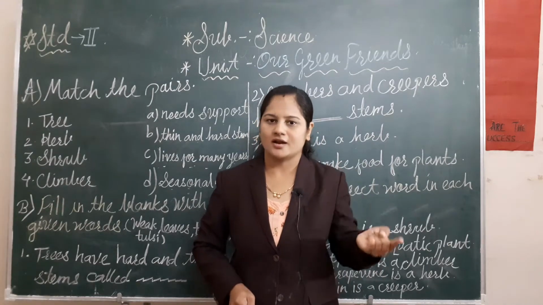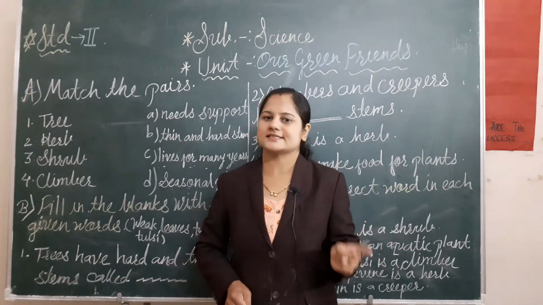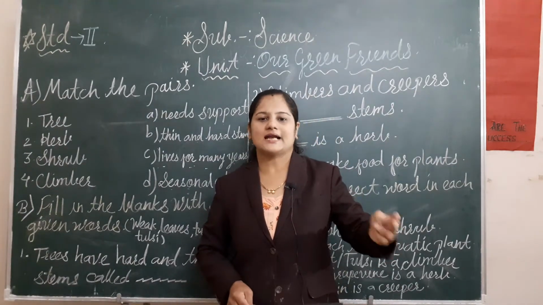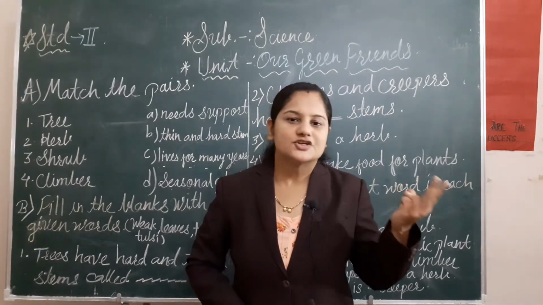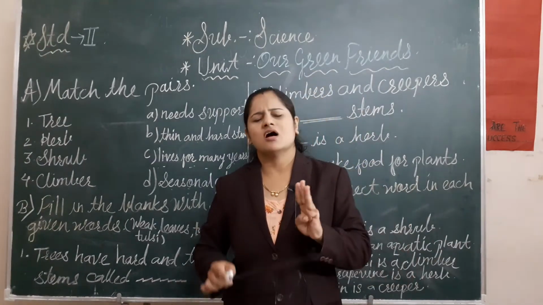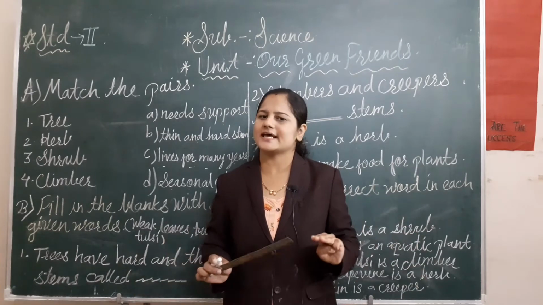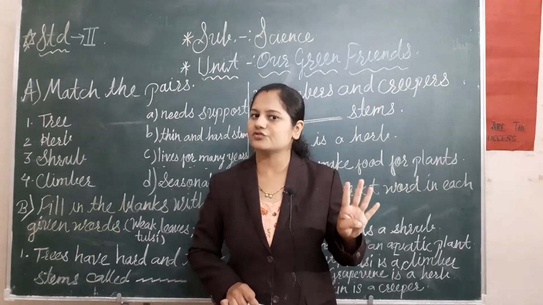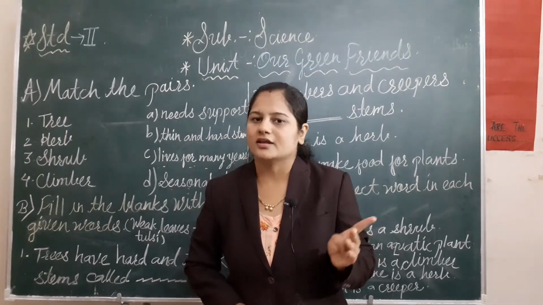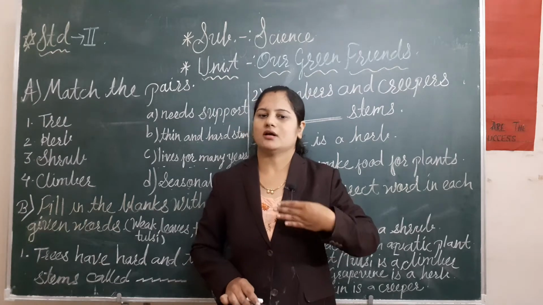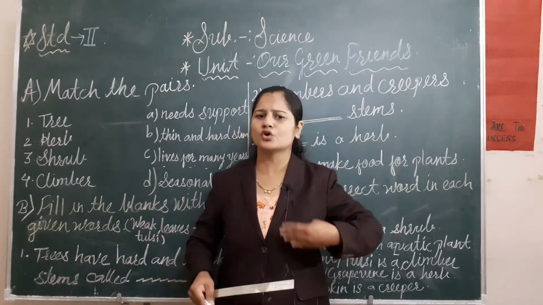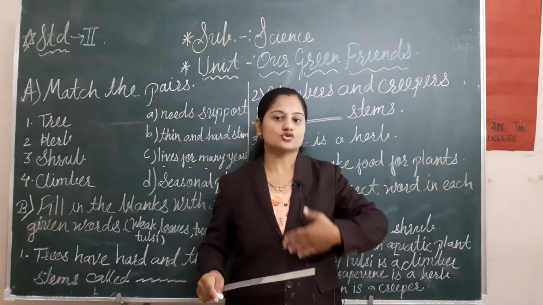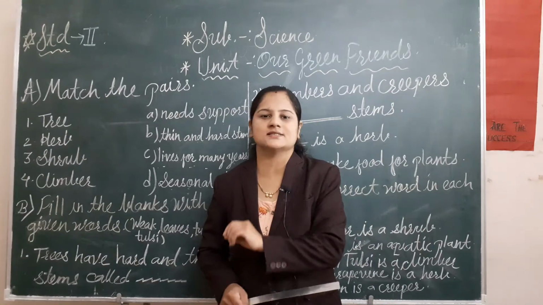Trees are a plant, a big plant is called trees. Second is the shrub. A plant smaller than the tree is called a shrub. Then the herbs. A very small plant is called a herb, and the herbs are seasonal plants. Then the fourth one is the clambers. The plant which needs support, means anything they need support to grow. You can take the wall, then the sticks, they need the support to grow. Those plants are called clambers.